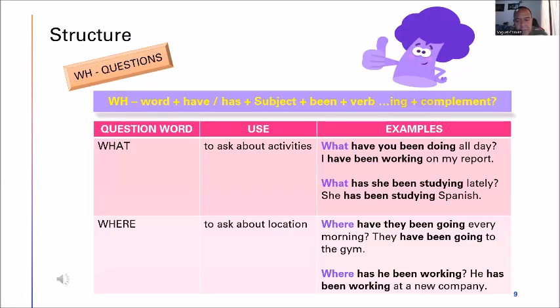For example, what have you been doing all day? I have been working on my report. What has she been studying lately? She has been studying Spanish.